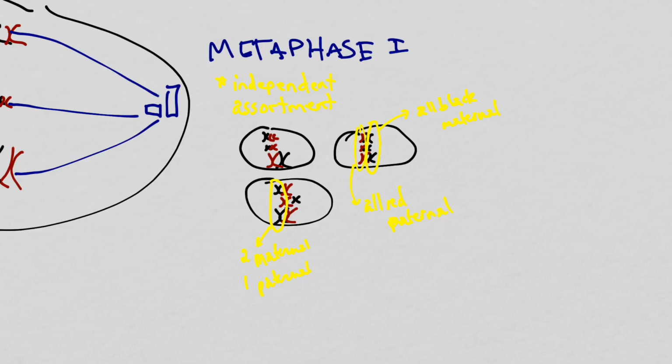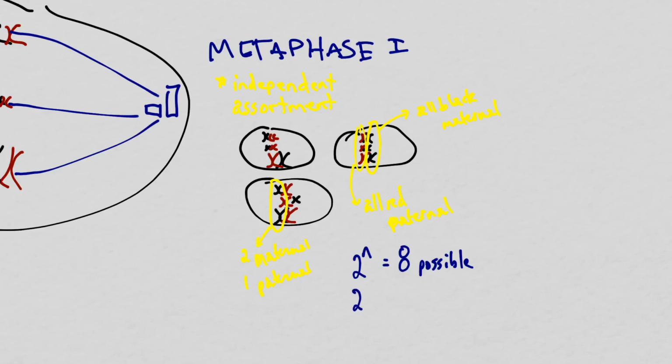We can put a number to this. Since there's 2 of each chromosome, we can raise it to the n power, which is the number of unique ones, and we can see that in an n of 3, there are 8 possible arrangements of maternal and paternal chromosomes on each side of the cell.